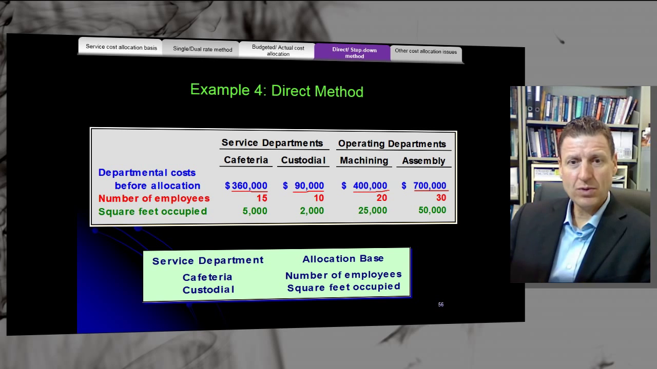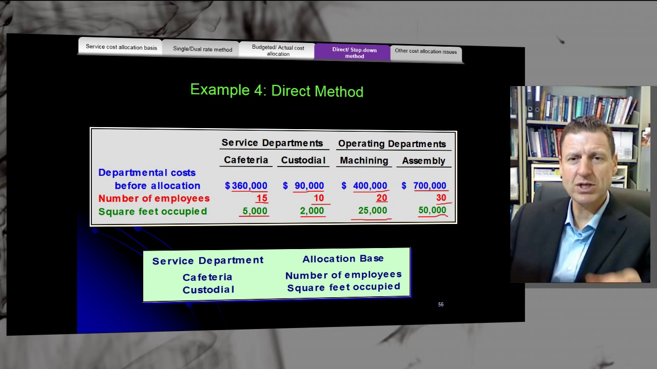And so generally if you have more than one service department, they may give you more than one allocation base. Now in this case we have numbers of employees, employed by cafeteria and custodial. Also we have square feet occupied, okay? And this information is given for all the departments here.